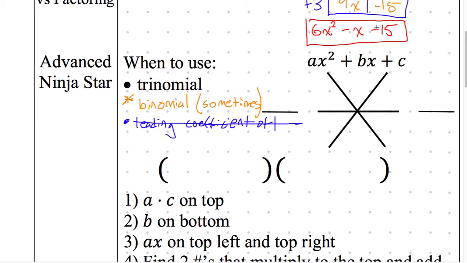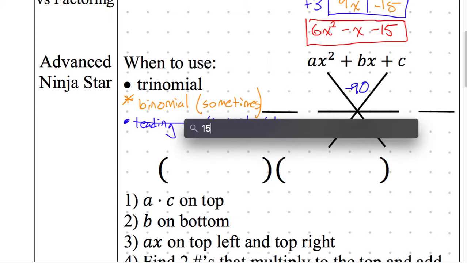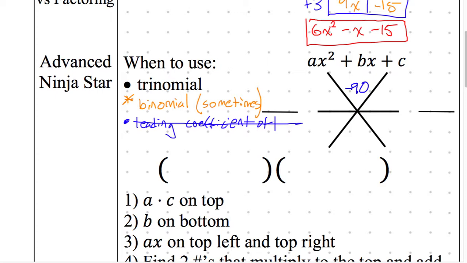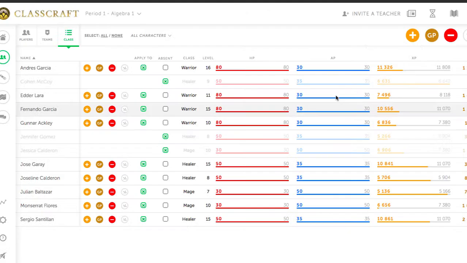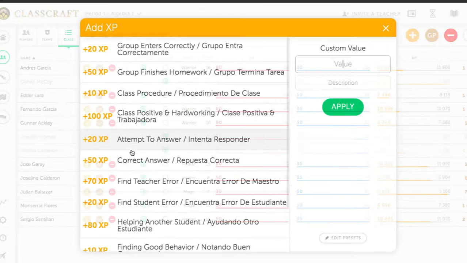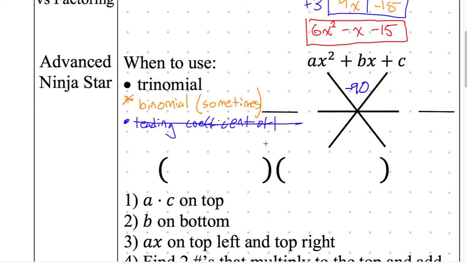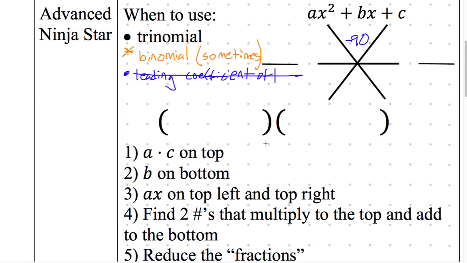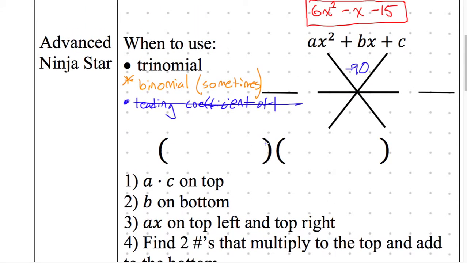Negative. Negative 90. So negative 90 goes on the top, and if you don't believe us, 15 times 6 is indeed 90. So negative 90 goes on the top. Thank you, Andres. Extra XP. That's always nice. All right, on the bottom. What goes on the bottom? Look at those steps. I have the steps listed out for you.